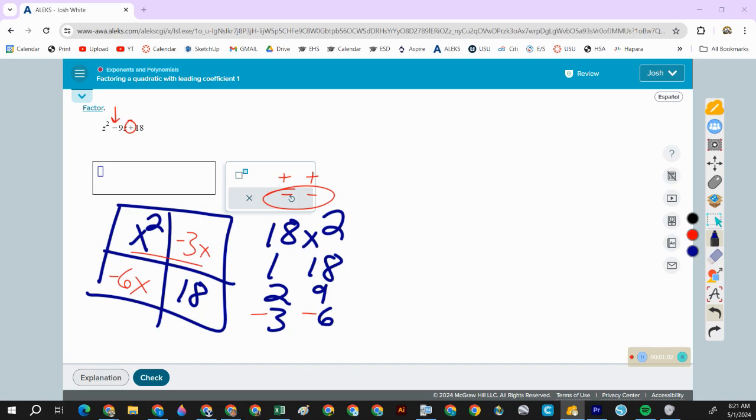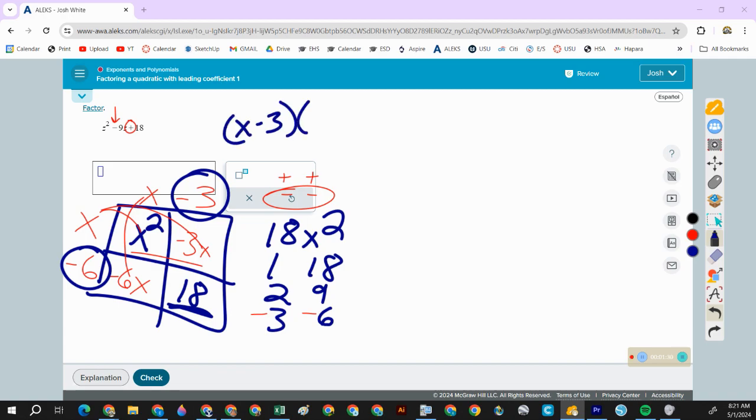What do these have in common? An x. So we remove an x, and if I take an x out of here, I have an x left over. If I take an x out of there, I have a -3. And if I take an x out of here, I get -6. And it's always a good idea to check, is this number times this number equal to 18? Yeah. So my factors are x minus 3 and x minus 6.